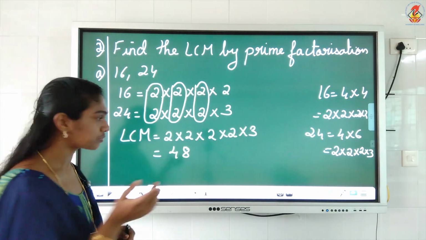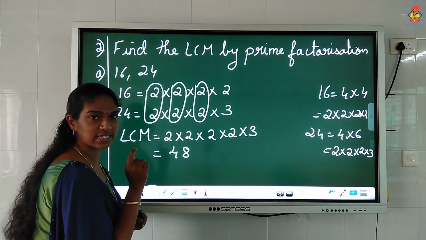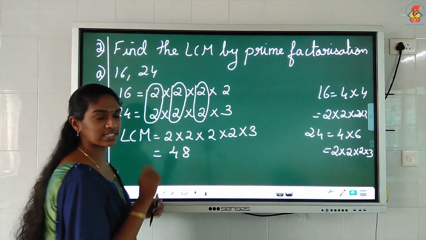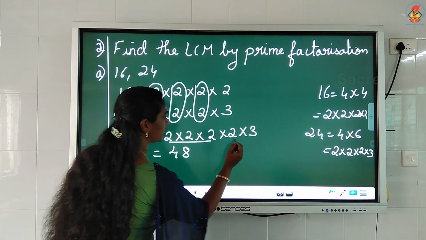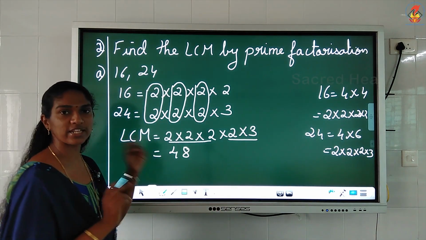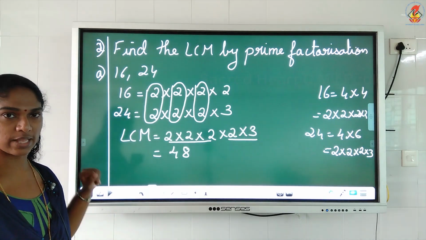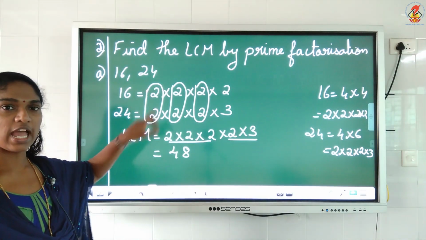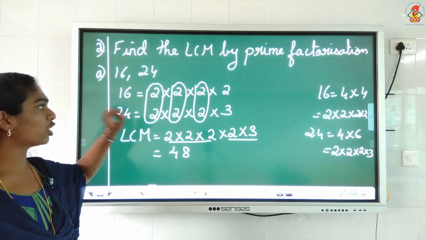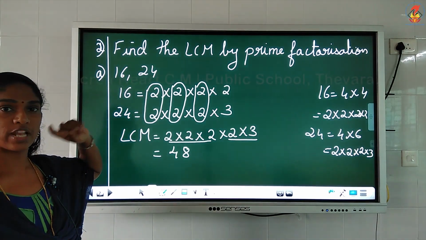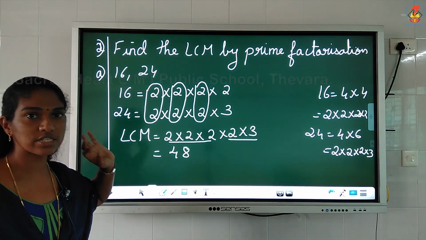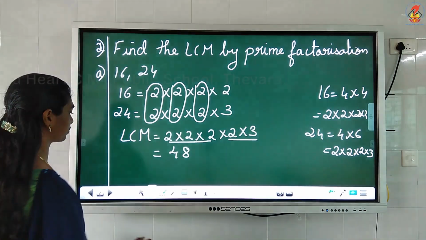Okay, children? 2 into 2 into 2 is 8. 2 into 3 is 6. You take this 3 and this 2. 6 into 8 you get 48. Understood? So, this is how you take LCM. You will group it and then you will take what is left over also. Understood?